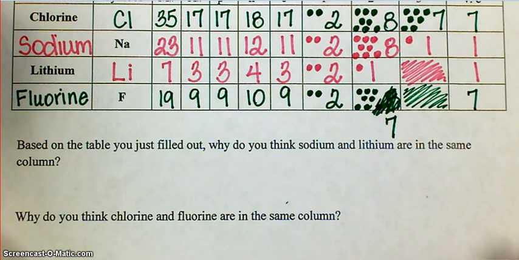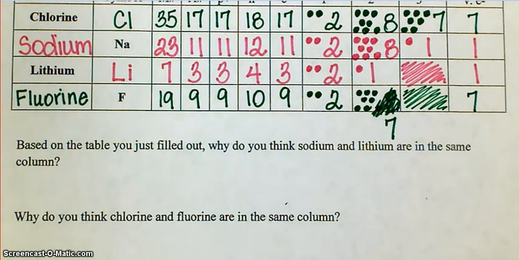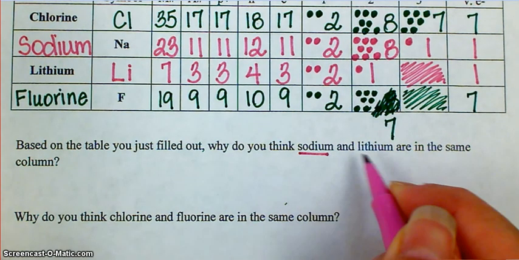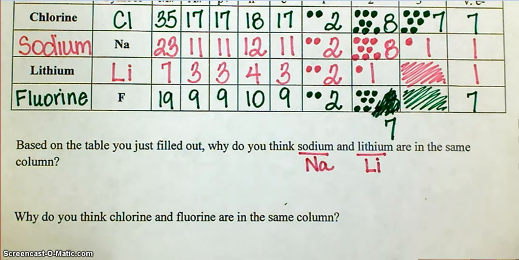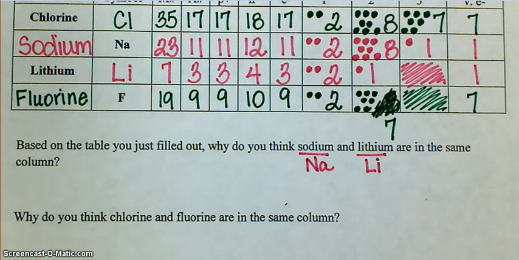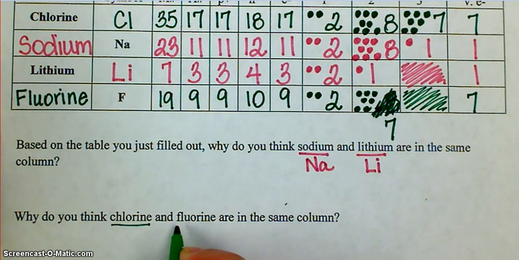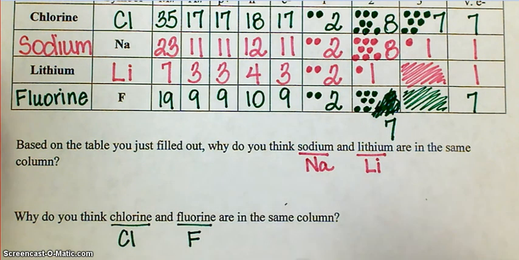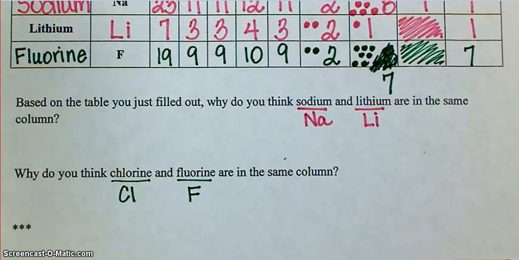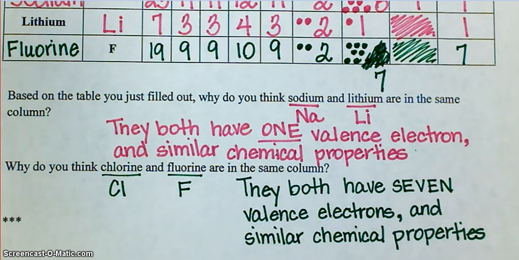Okay. So based on the table that you just filled out, why do you think sodium and lithium are in the same column? Same number of valence electrons and therefore similar chemical properties. Why do you think chlorine and fluorine are in the same column? Same number of valence electrons and therefore similar chemical properties. All right, so just make sure that you've got those answers written in and then put that in your binder for notes.